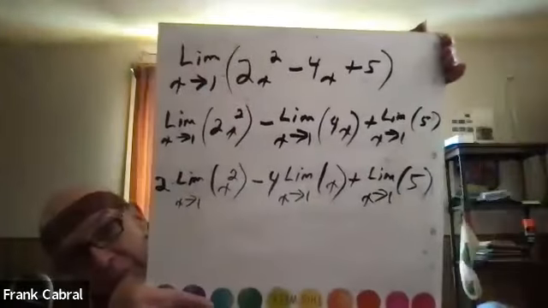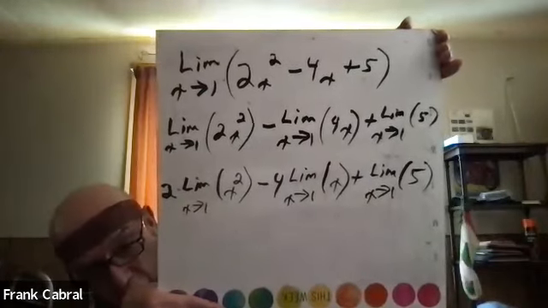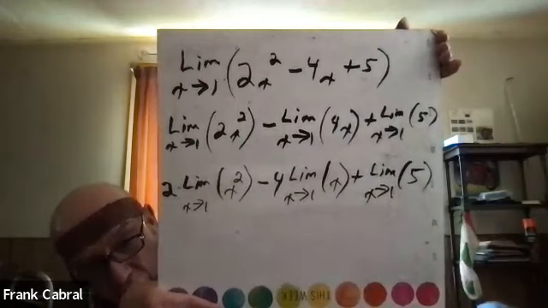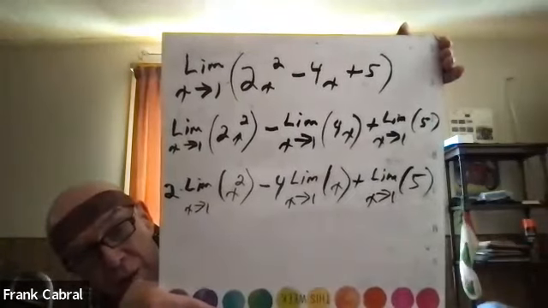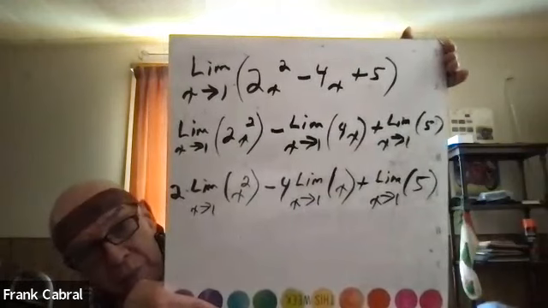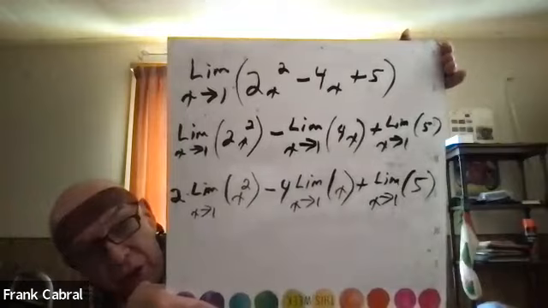Now, notice that the last one on the right here, which is the limit as x approaches 1 of the number 5, notice that I didn't move that constant out in front of the limit, okay? Why? Well, because there's the limit property that says that the limit of a constant is just equal to a constant because there's no variable. So that one on the far right-hand side is just 5 because the limit of a constant is a constant.